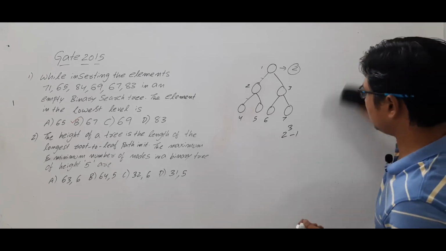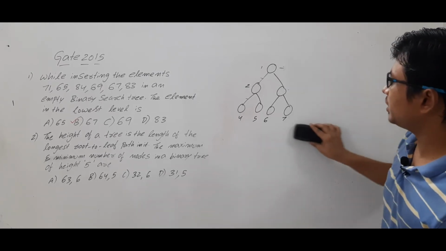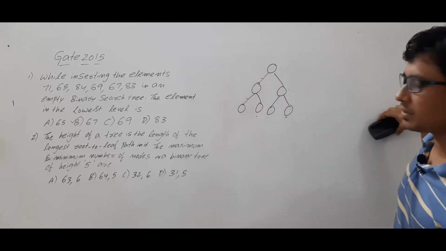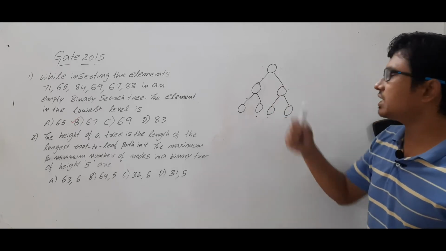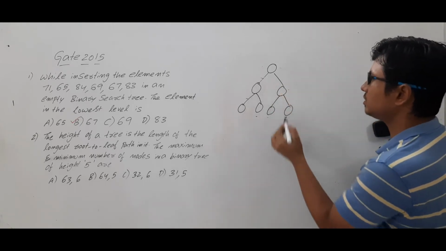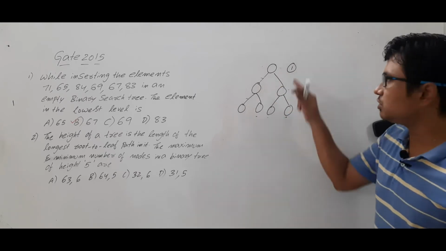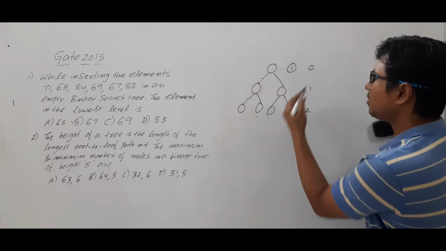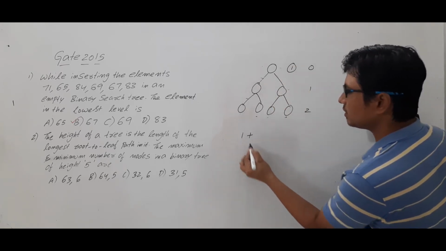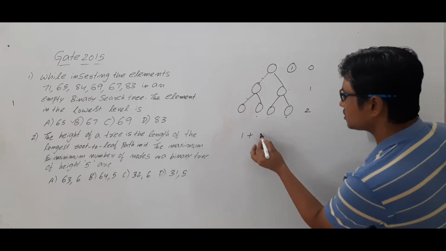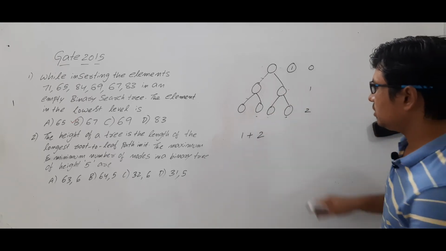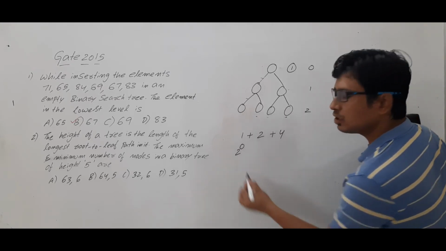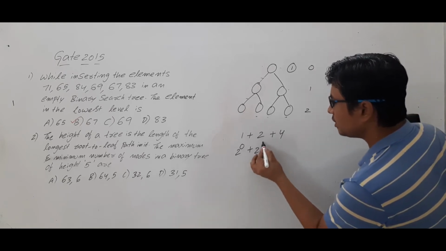Now let me go for the simple way we can do it. Instead of telling like this, let me tell in a simple way. The number of nodes at level 0, this is level 0, this is level 1, level 2. At level 0, it is equal to 1. At level 1, it is 2. At level 2, it is equal to 4. So this can be represented as 2 power 0, 2 power 1, 2 power 2.